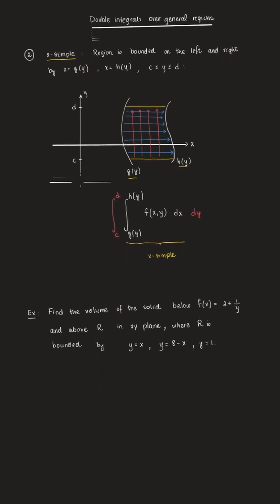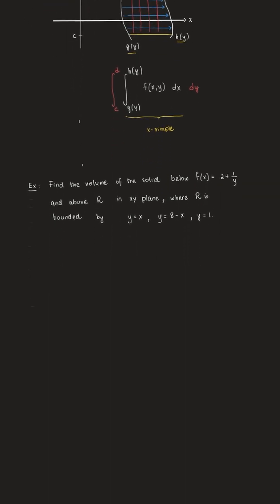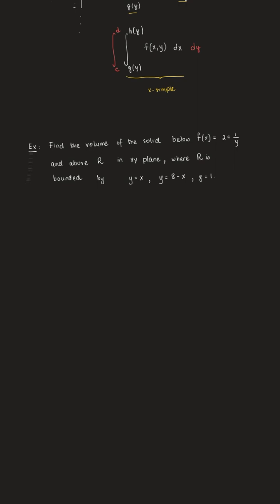All right, so let's look at an example where we may need to consider which direction to take first, whether we're going to go y simple or x simple. So suppose we want to find the volume of a solid below the surface f of x y equals 2 plus 1 over y, and above the region R in the xy plane, where R is bounded by the following lines.